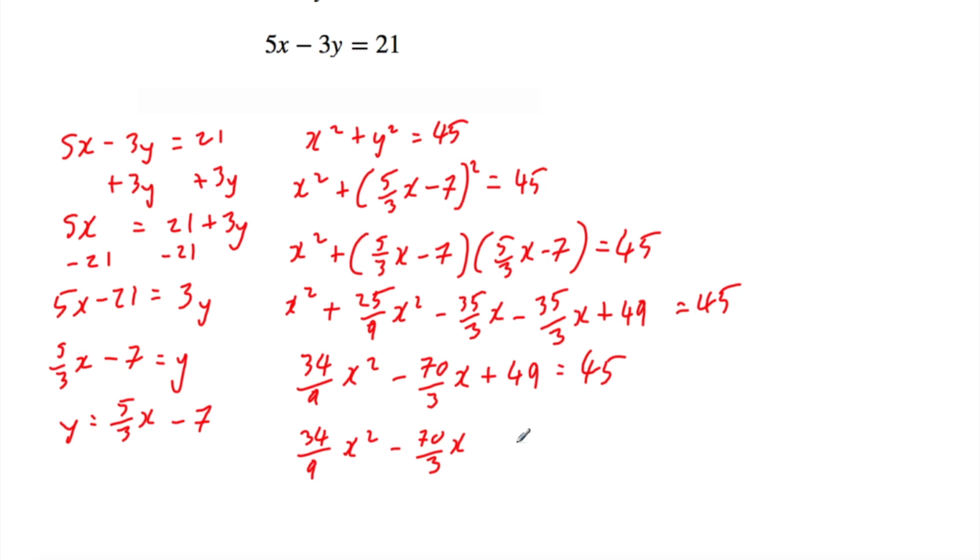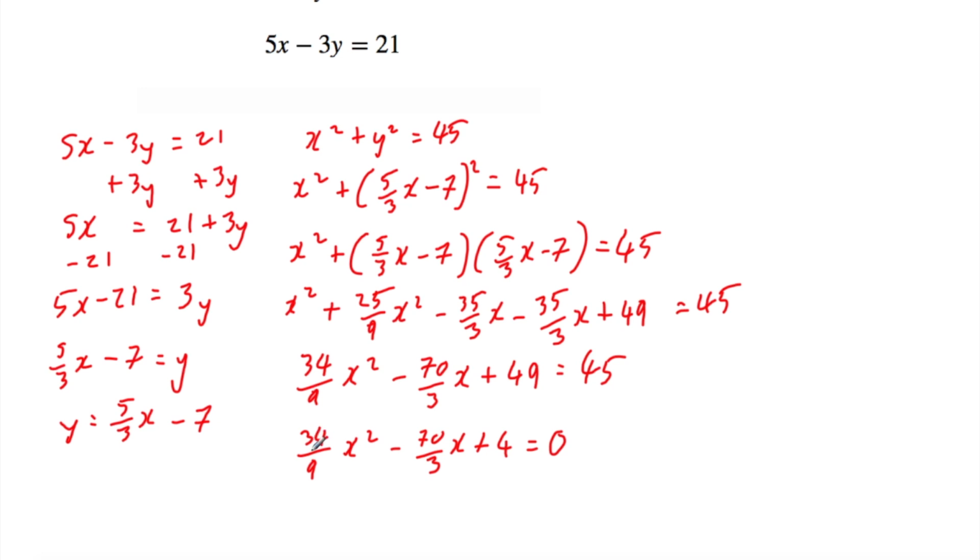And then if we take away 45 from both sides, we're going to get plus 4 equals, and then on the side, 0. Now here we want to solve this equation. I'm going to use the quadratic formula, but some of these numbers, because you've got 34 over 9 and 70 over 3 and so on, are not that nice. So what I'm going to do is multiply the whole equation through by 9.